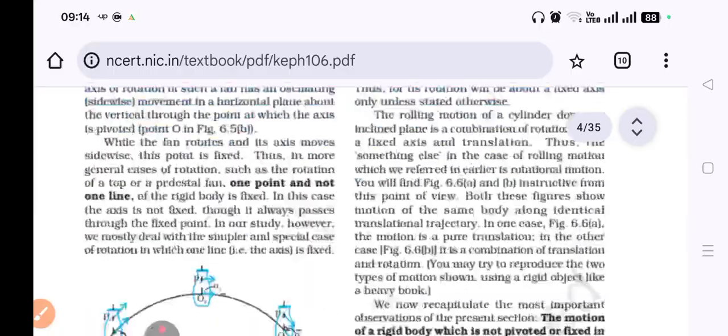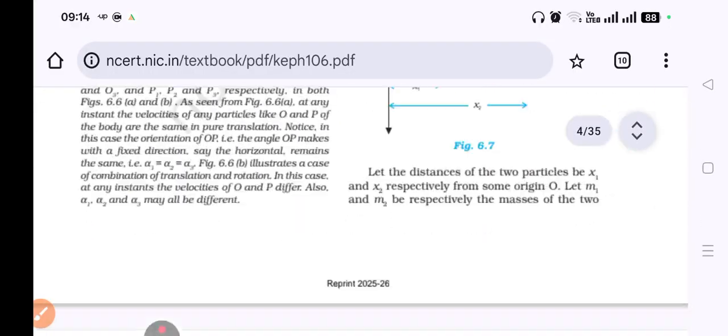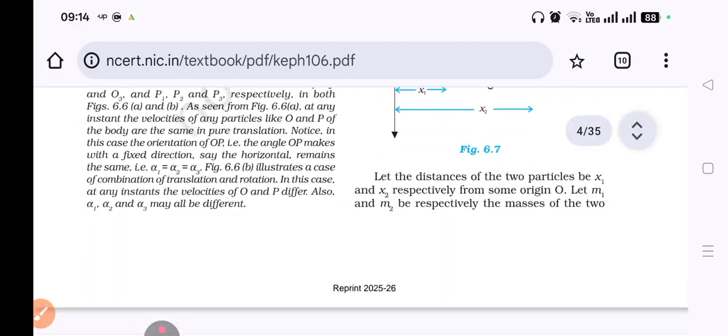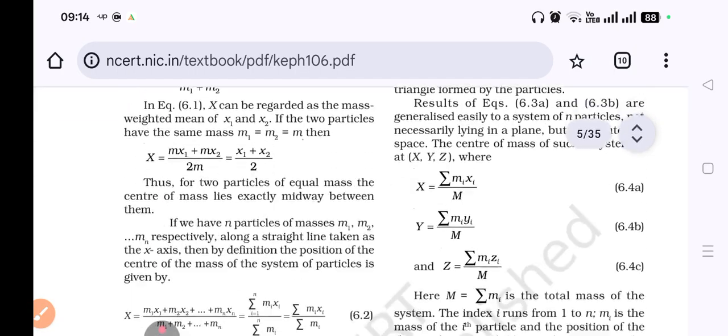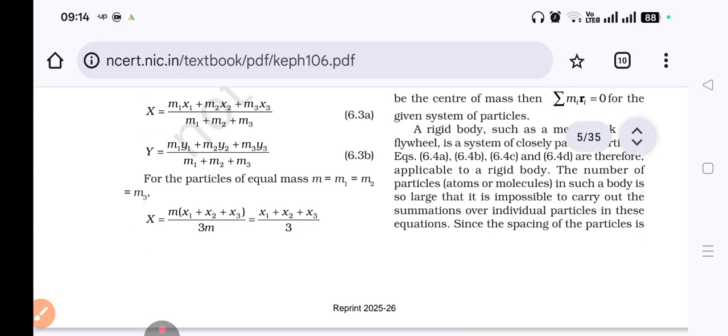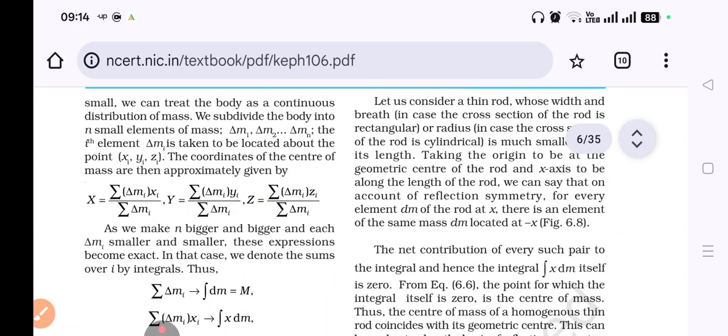Let's continue this chapter. I told you about the center of mass for a particle system: two particles, three particles, and a system of particles. Now for a rigid body, what will be the center of mass? For that we can treat the body as a continuous distribution of mass.